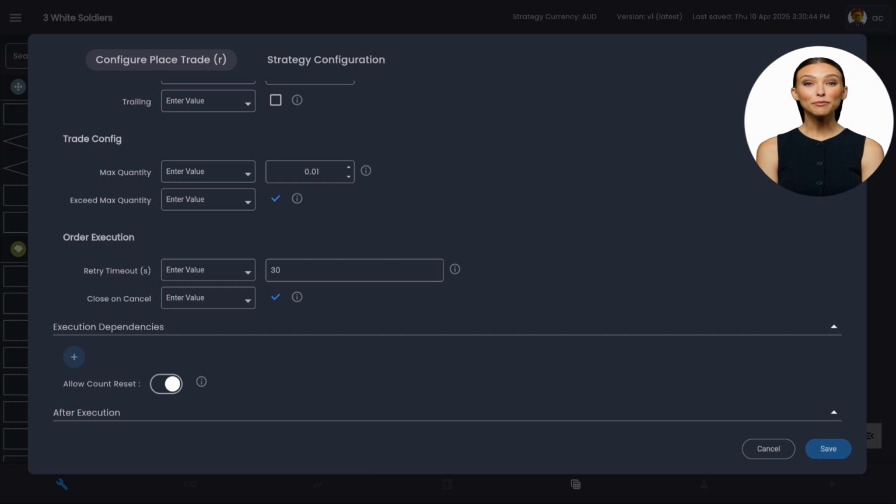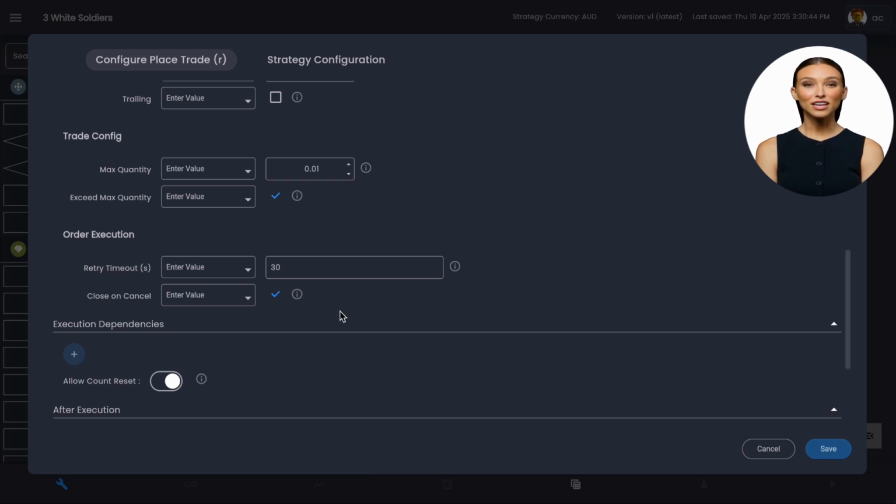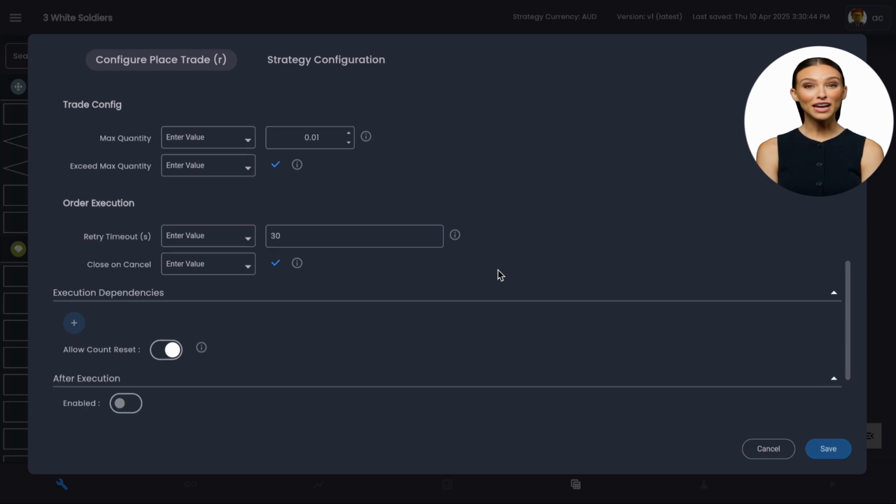And that covers all the major features of the place trade with risk rule. All that is left is to set the rule to execute after the 3 green candles logic rule.